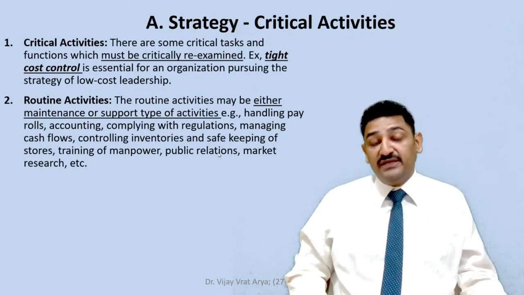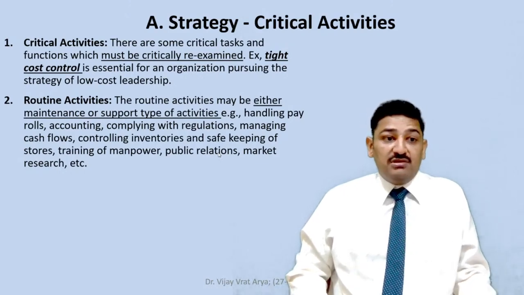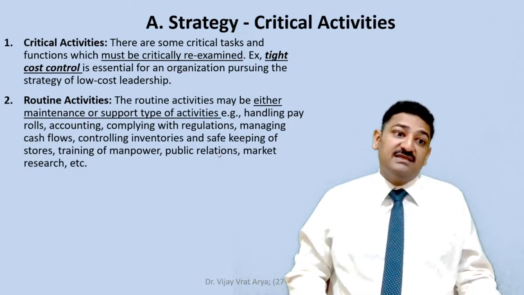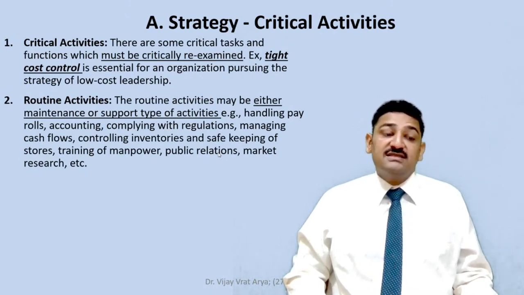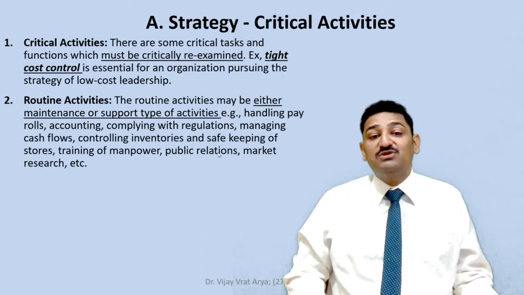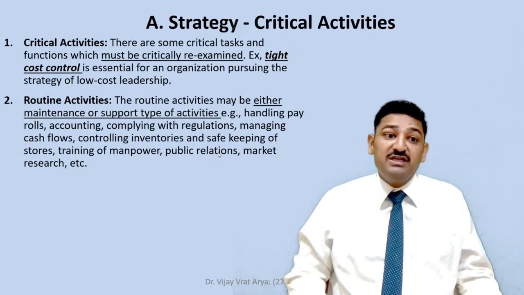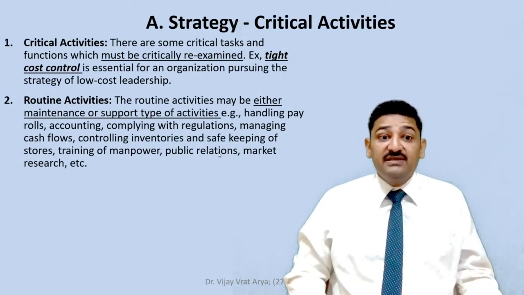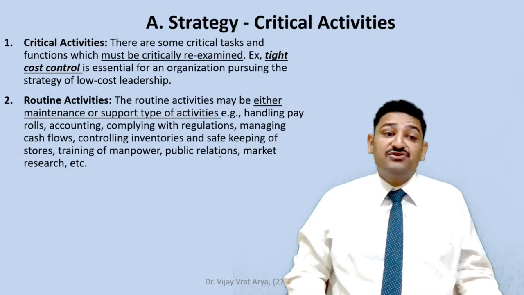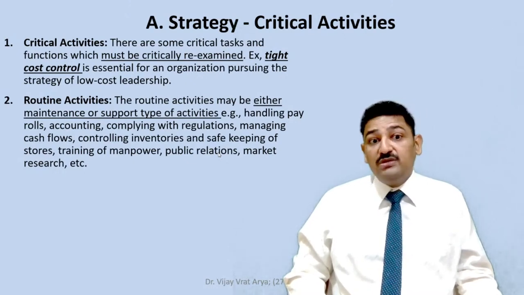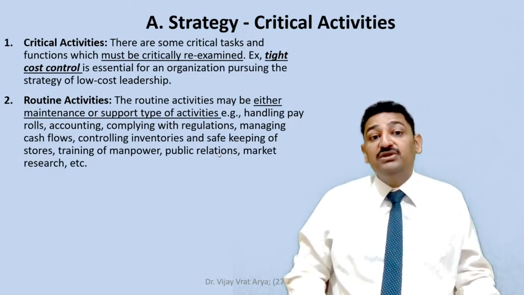The first aspect is strategy and the critical activities. One important aspect is the kind of critical activities which can't be ignored. There are some critical tasks and functions which must be re-examined. As an example, take tight cost control. Cost management is something that has to be essentially addressed, and therefore it is essential for an organization pursuing a strategy of low cost leadership to address this issue. This activity is highly critical to the organization.